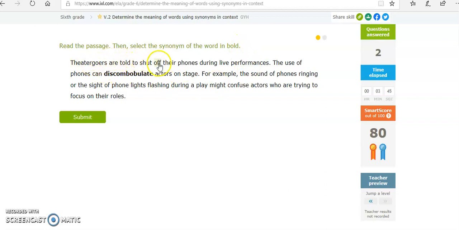Theater goers are told to shut off their phones during live performances. The use of phones can discombobulate actors on stage. For example, the sounds of phones ringing or the sight of phone lights flashing during a play might confuse actors who are trying to focus on their roles. So discombobulate actors on stage. If phones are ringing and phone lights are flashing, this may confuse actors on stage. So maybe discombobulate means confuse.